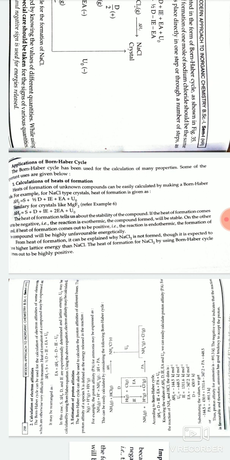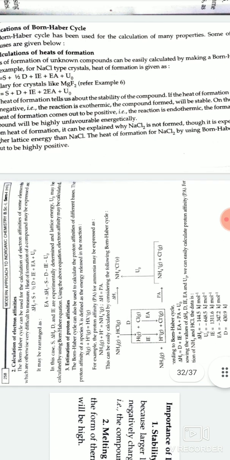From the heat of formation, it can be explained why NaCl2 is not formed, though it is expected to have higher lattice energy than NaCl. The heat of formation of NaCl2 by using Born-Haber cycle comes out to be highly positive.